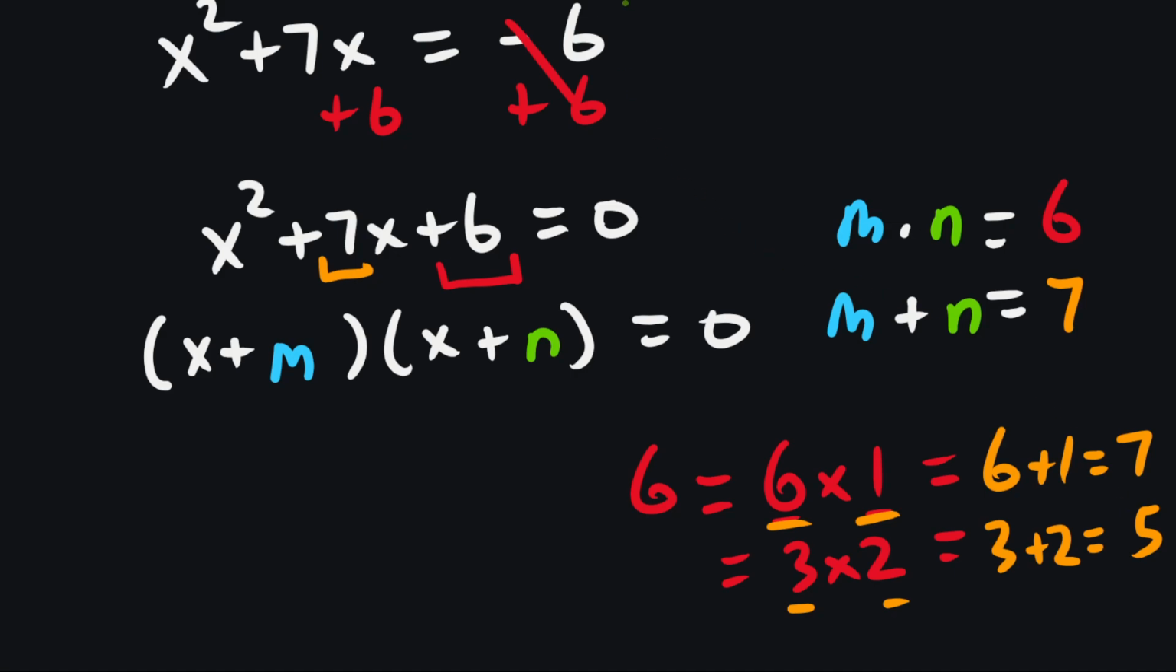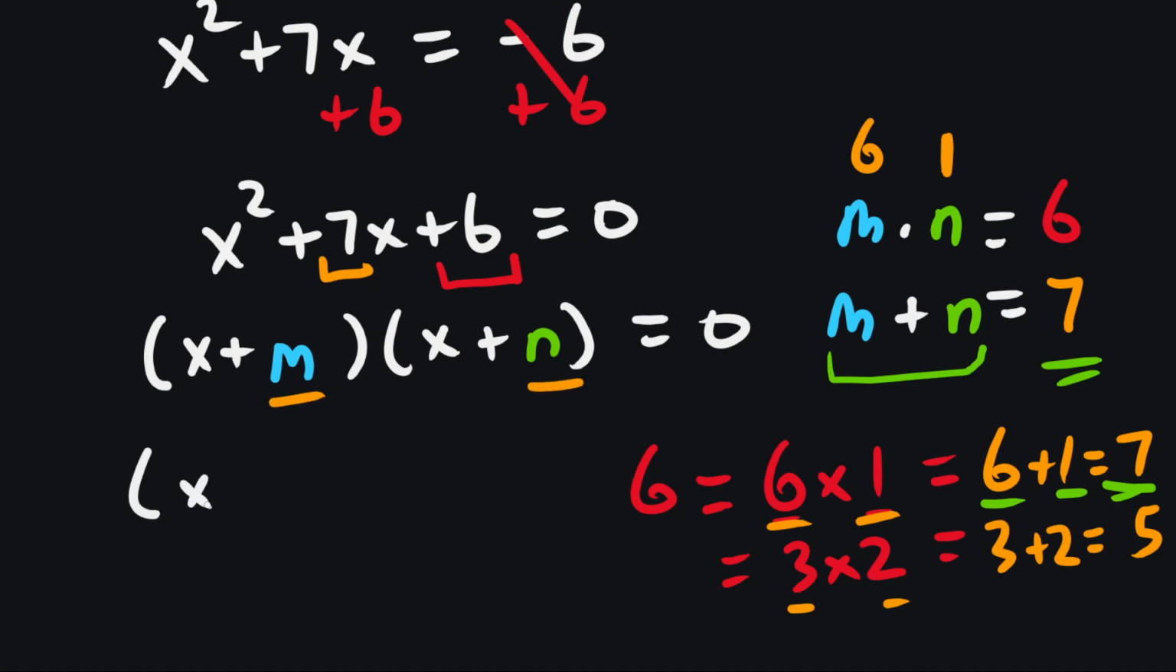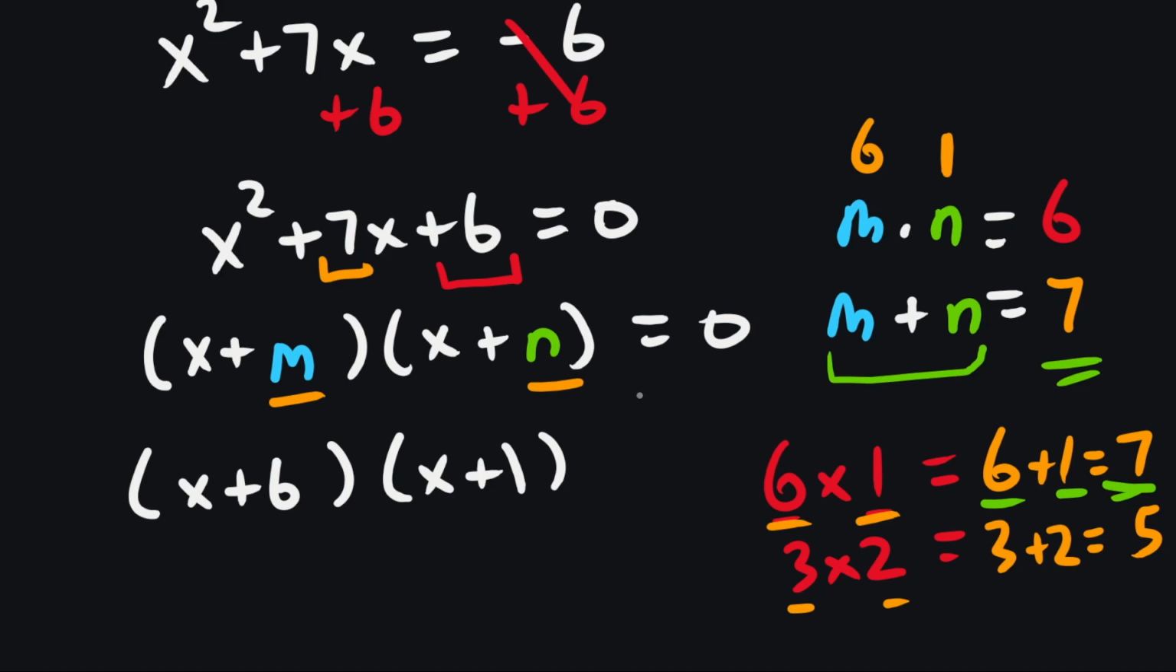And 7 is what we are looking for, because we want two numbers that, when we add them together, we get 7. So 6 and 1 seem to be our numbers, our m and n. So 6 can be our m, and our n can be 1. Let's go ahead and replace them in each of these. So x plus 6 times x plus 1, and all of that equals 0.